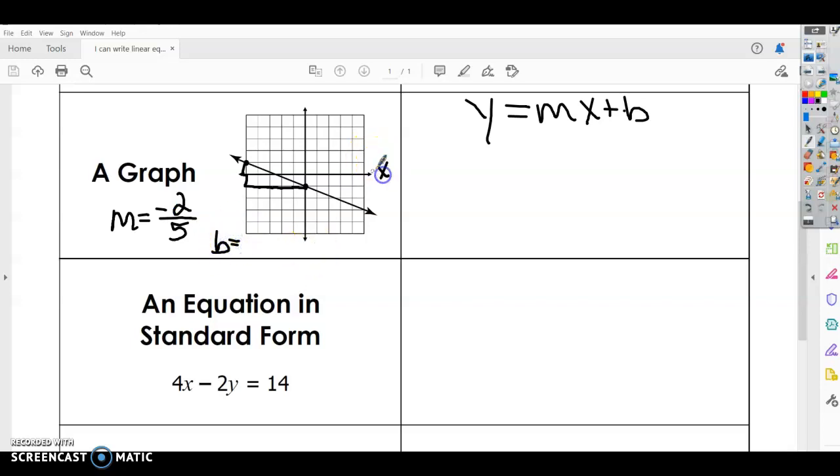So this is the x, this is the y. So our y-intercept is going to be that point right there. So if you look, that's down 1. So our y-intercept is -1. So again, we're going to just fill in our slope and our y-intercept. Y equals -2/5 x, and then plus -1 or -1. So that is how you look at the graph and find your slope and y-intercept.